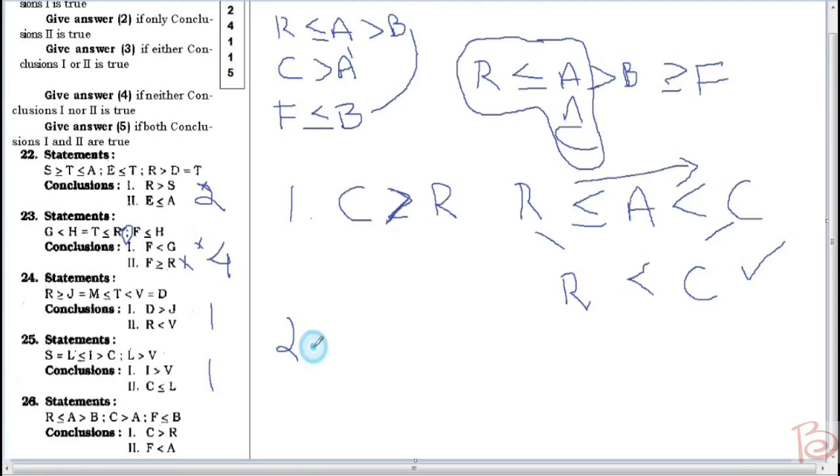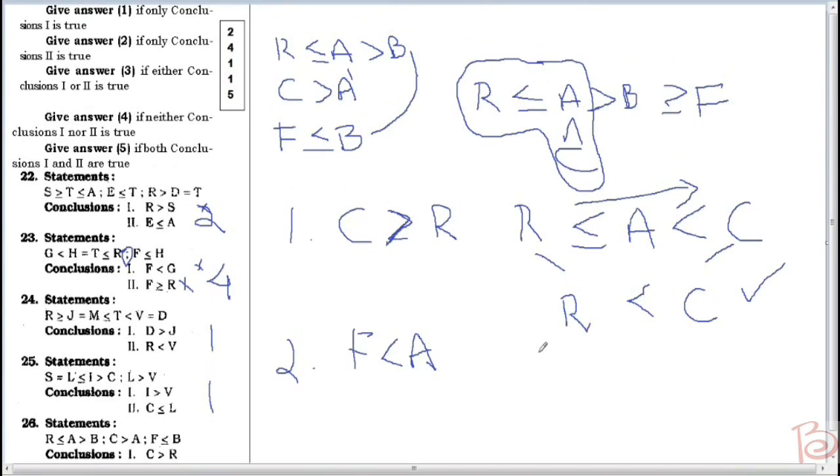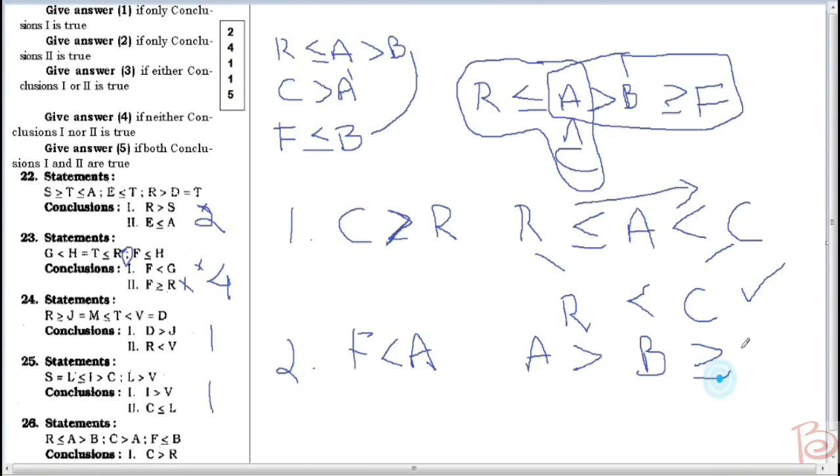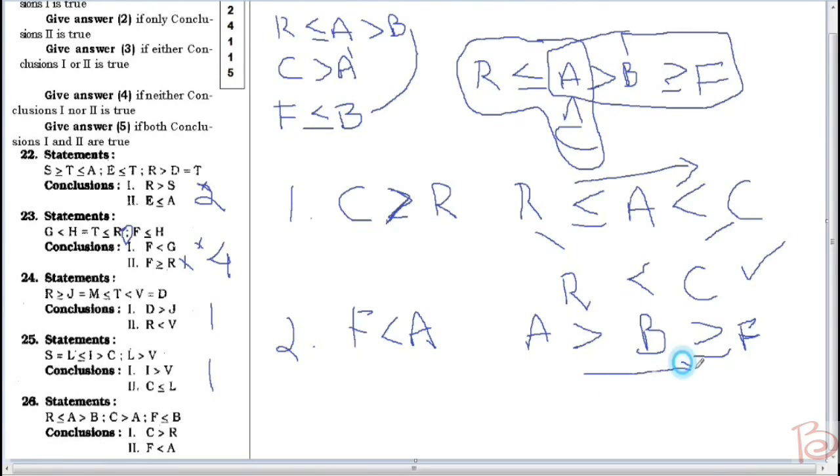Okay, let's go for the second one. That is F less than A. Okay, so A is here and F is here, so I'm going to separately write it. So that is A greater than B greater than or equal to F. Like the first conclusion, we can see that both are in the same direction and there is a dual functionality and a single functionality. So the answer will be a single functionality, and I have to write the first word and the last word as it is. So that is A greater than F, and that is the conclusion which they have given. So both are right. So we have to select the fifth option.